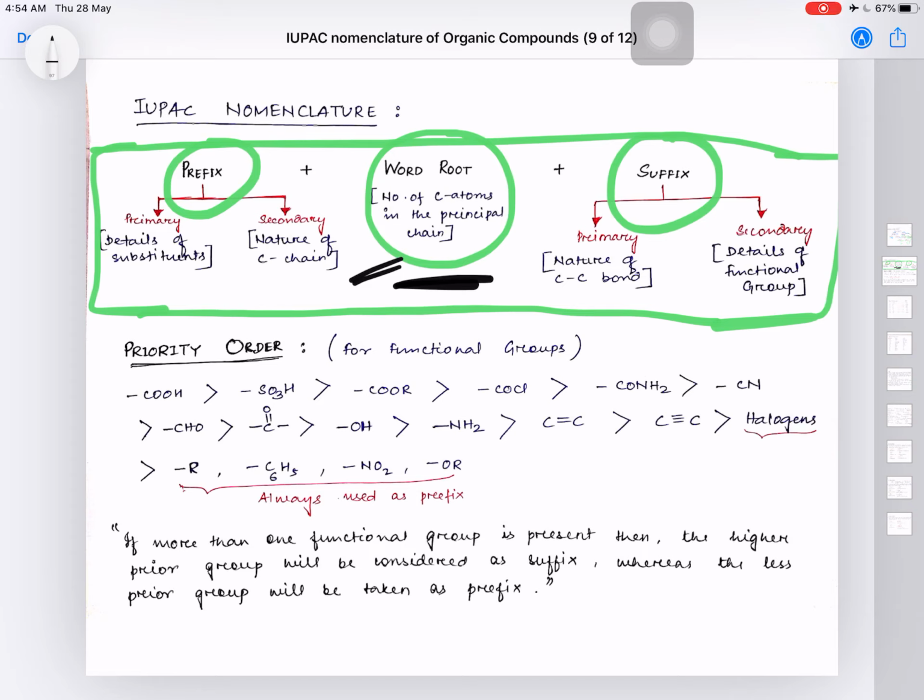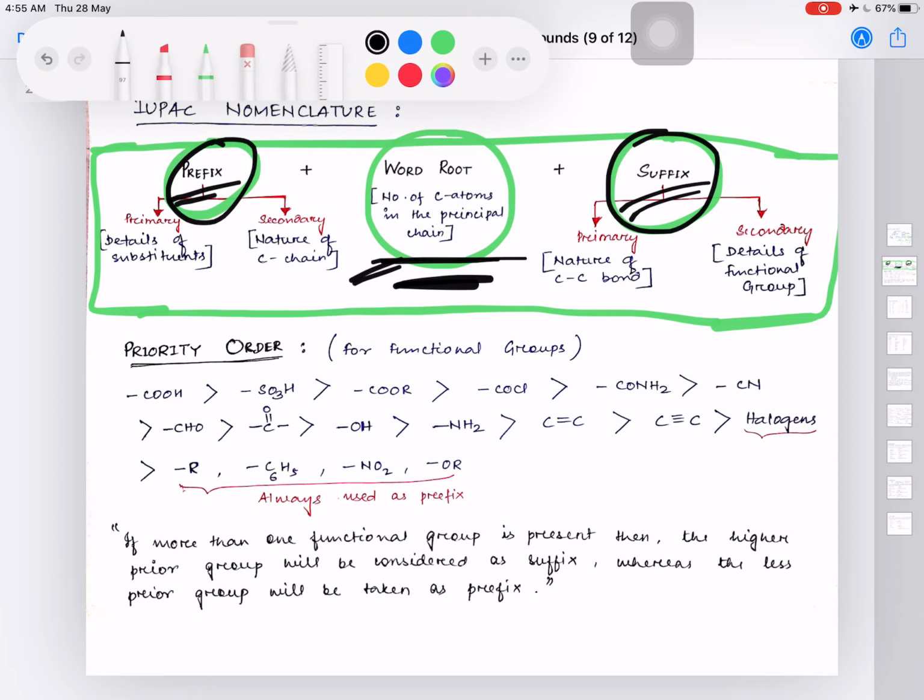Then we have a part called prefix and a part called suffix. Prefix means whatever is written before the name of the parent chain. We write the names of substituents or different side chains before the name of the parent chain, so those come into the prefix. In the suffix we basically have the functional group or the multiple bonds present. So multiple bonds and functional groups are written in the suffix, and substituents and side chains are written in the prefix. And in the word root we have the name of the parent hydrocarbon.